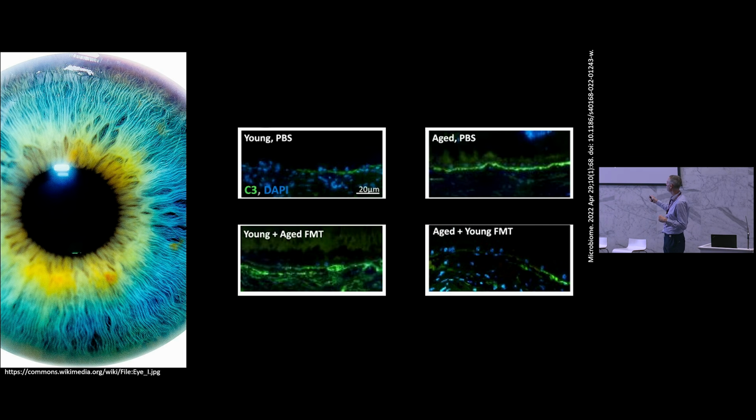In this top left, this is what a young mouse's eye looks like. There's very little green, so there's not much inflammation. If you look at an old mouse, you can see there's loads of green. So this mouse is unhappy, the eye is inflamed. That inflammation will end up in a reduction in function.